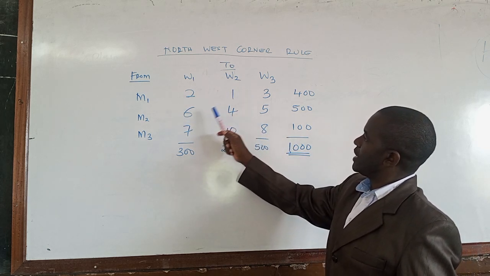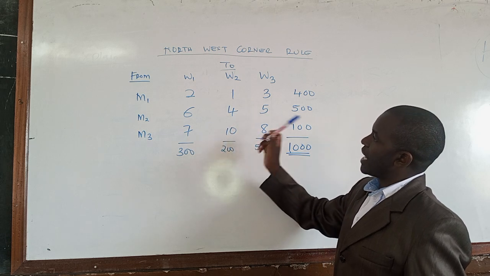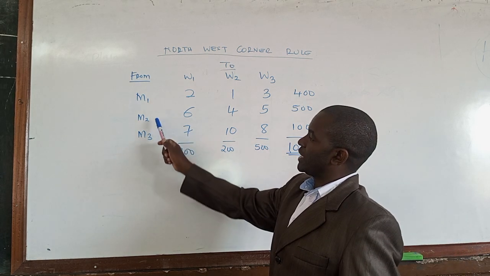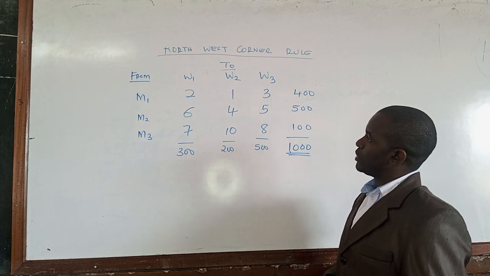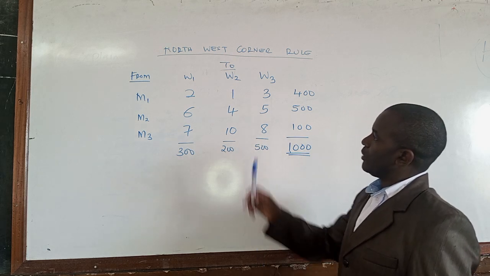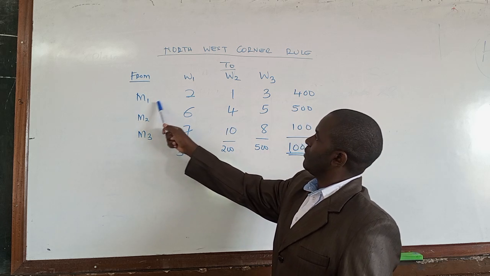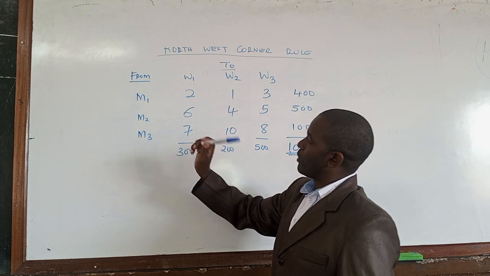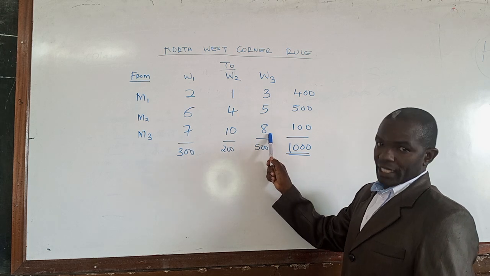The 2, 1, 3, 6, 4, 5, 7, 10, and 8 are the costs of transportation from the 3 manufacturing plants to the 3 warehouses W1, W2, and W3. For example, the cost of transporting one product from M1 to W2 is 1 shilling, and the cost of transporting a product from M3 to W3 is 8 shillings.